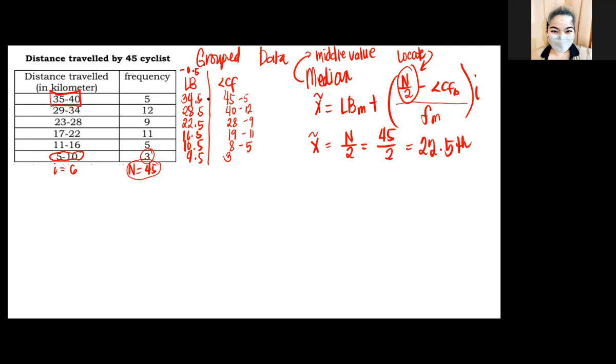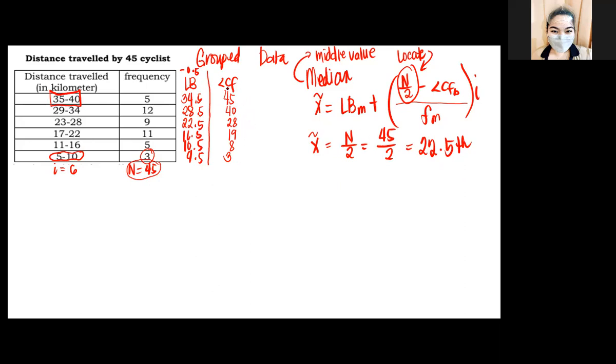Now, dahil alam na natin na si median ay nasa 22.5 position, alangan naman na isulat natin lahat ng 45 na data na meron tayo, tapos i-arrange natin sila in ascending order. Diba? It will take us a lot of time. So, ang gagawin natin, titingnan lang natin si CF. Ito lang yung titingnan natin. Burahin ko na itong katabi niya.